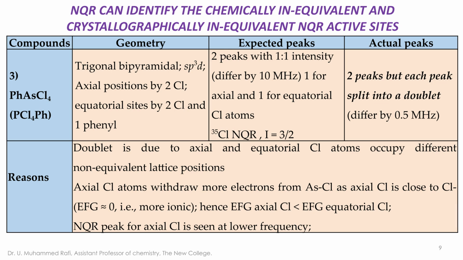In PhAsCl4, the axial and equatorial Cl atoms are chemically inequivalent, producing 2 peaks. Each peak is further split into a doublet due to the Cl atoms occupying different non-equivalent lattice positions. Axial Cl atoms withdraw more electrons from As-Cl, as axial Cl is close to the Cl anion. EFG approximately equals 0, i.e., more ionic. Hence, EFG of axial Cl is less than EFG of equatorial Cl. Hence, the NQR peak for axial Cl is seen at lower frequency.